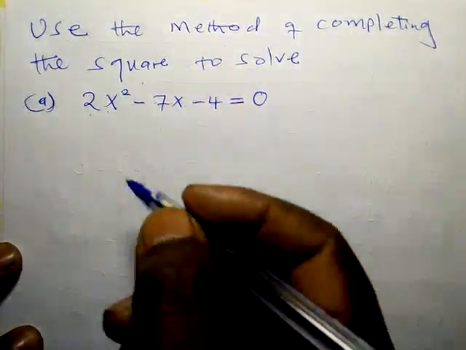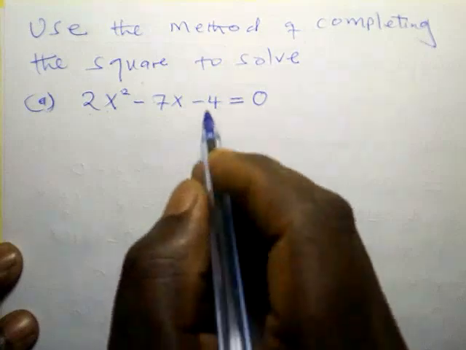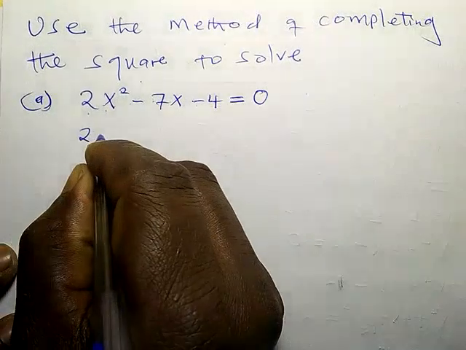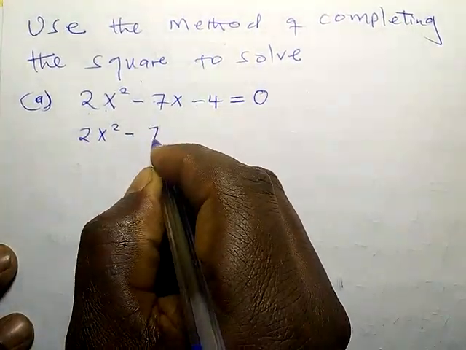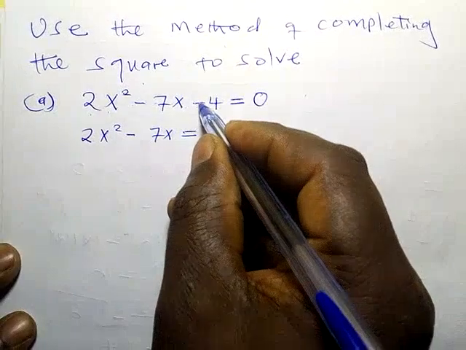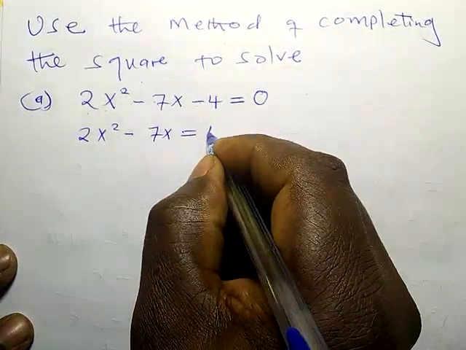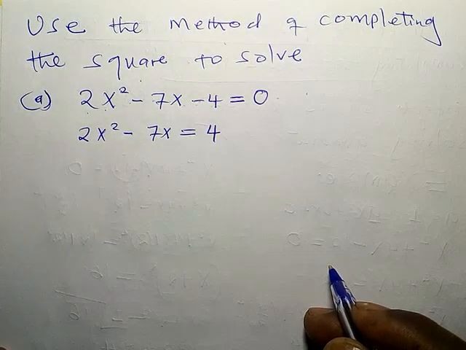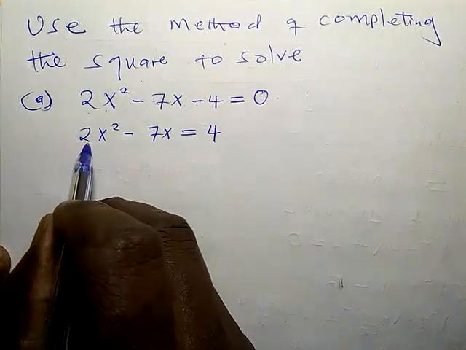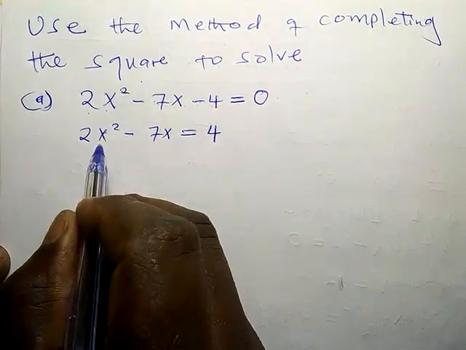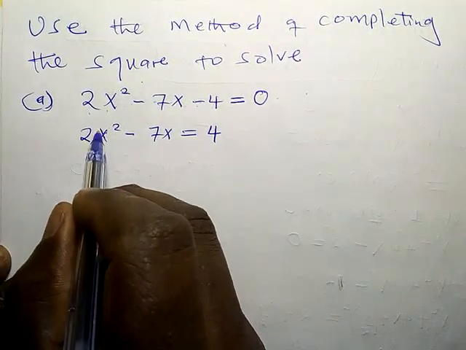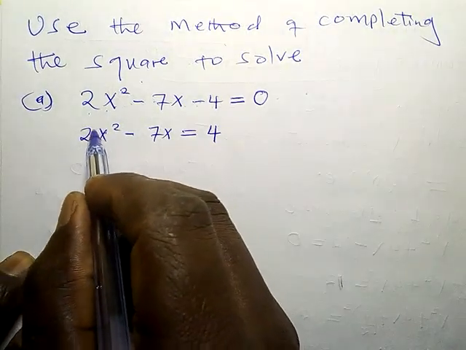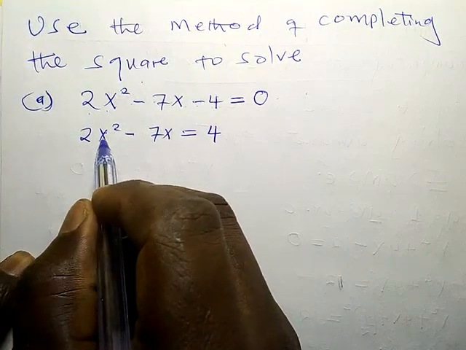Yes. Now here, rule number 1, I told you, take the constant to the right side. So we will remain with 2x squared minus 7x equal to, this one is negative here, it will be positive here, 4. Right? Rule number 2, now that the coefficient of x squared is not 1, it is 2, 3, 4, or 5, or 6, whatever it is, you must ensure that the coefficient of x squared is always 1.